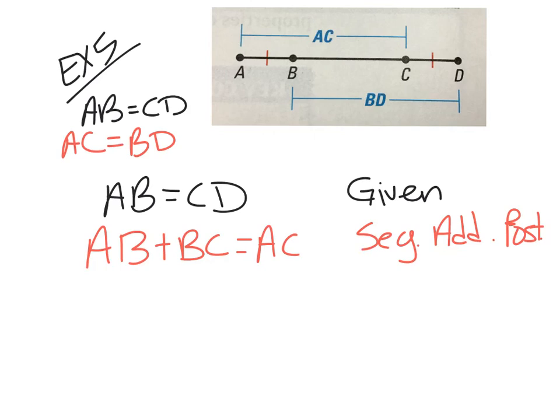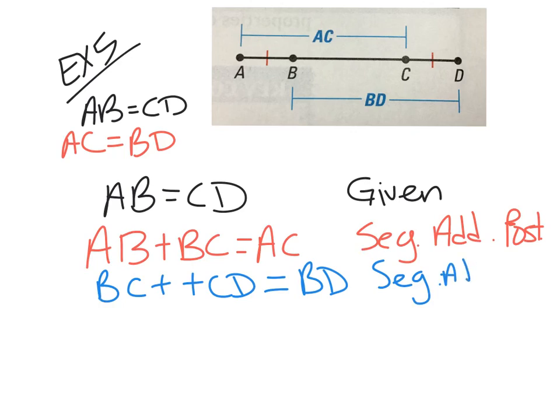Okay, now what about for BD? Can we do the same thing? BC plus CD equals BD. And what is the reason for this one? Segment addition. Yep, same thing, segment addition postulate.